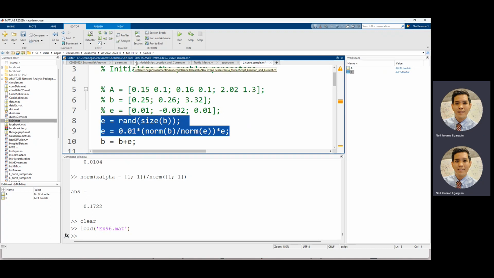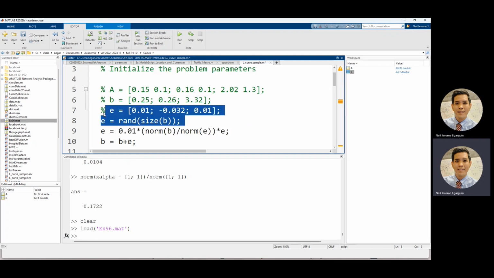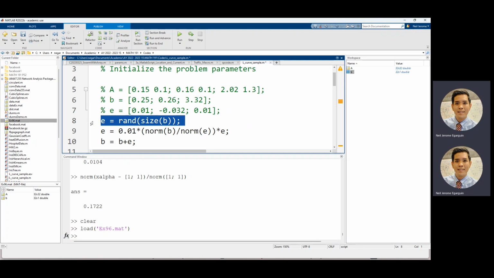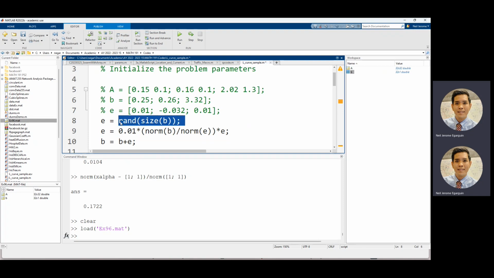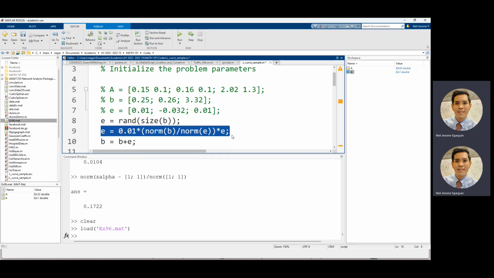So line 8 will give us a random vector of the same size as the right-hand side vector B. And then it will be normalized so that it will be 1% of the actual right-hand side vector, right? Because MATLAB, when you run line 8, will give us a vector consisting of numbers from 0 to 1 that is normally distributed. But I want the noise to be around 1% of the right-hand side. So I need to scale it down. And for that, we'll use line number 9.